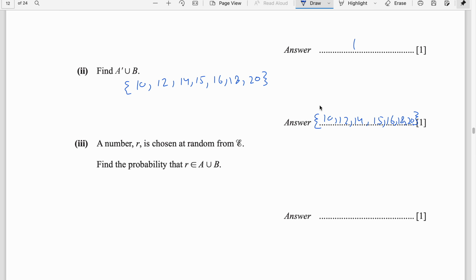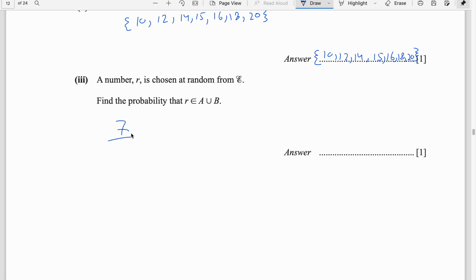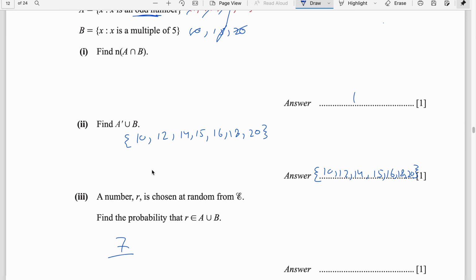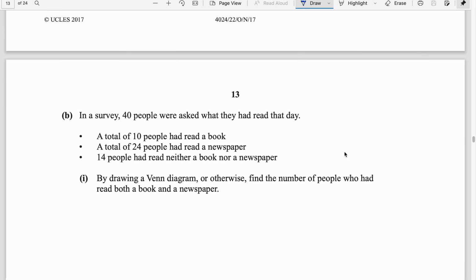A number R is chosen at random from the universal set. Find the probability that R belongs to A union B. So this is A, this is B. If you just combine these two sets, we'll have 1, 2, 3, 4, 5, 6, 7 numbers. So it is 7 numbers out of a total of 11 numbers. The probability is 7 out of 11 that it would belong to A union B.